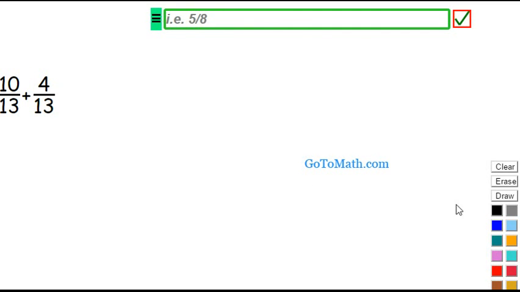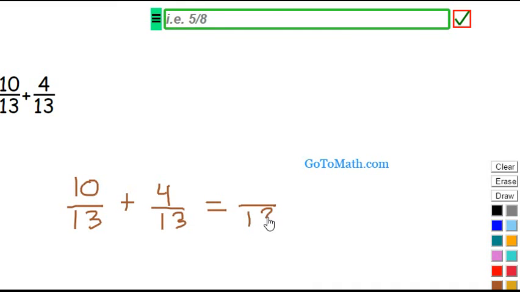All right. So we use brown this time. What do you think? 10 over 13 plus 4 over 13. Okay. Since we have two fractions that have the same denominator, that makes things a little easier because all we have to do is rewrite that denominator and add the numerators. So this would be 10 plus 4, which we'll write as 14 over 13. And this doesn't reduce down.